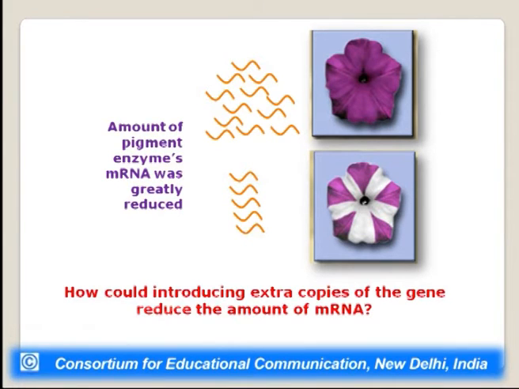So, this particular question, as I said, was very confusing for the scientists: how could introducing extra copies of the gene reduce the amount of mRNA? For almost a decade this was unsolved, and finally the answer came from the worms. Caenorhabditis elegans, the most common model organism which is used.